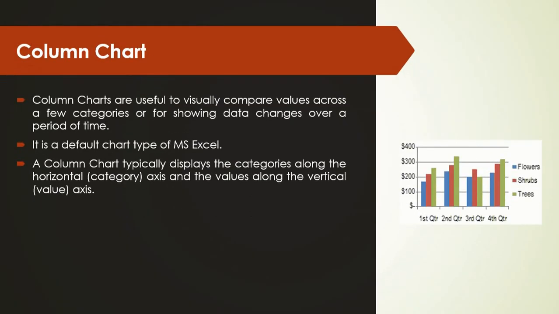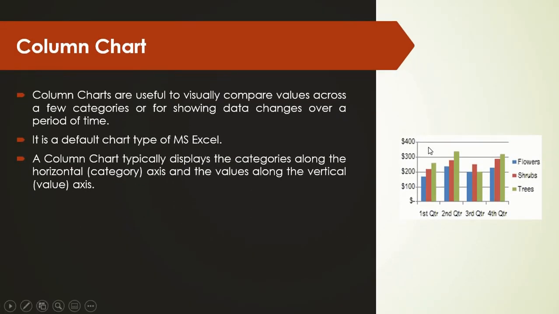Now the next one is the column chart. The column chart looks like the bar chart, but column charts are useful to visually compare the value across a few categories. If you have different categories, then you can analyze them properly using the column chart. It is the default chart type of MS Excel, and in the column chart, the category is displayed along the x-axis, the horizontal axis, and the values are along the vertical axis.